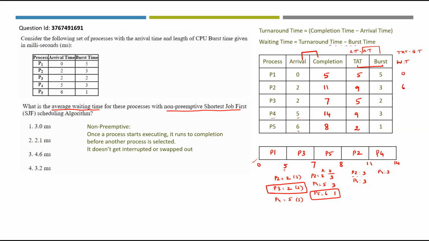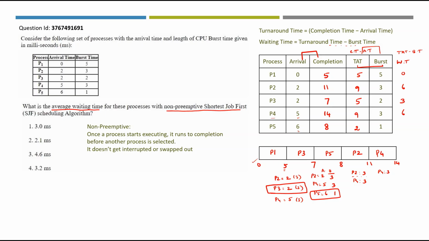Next, what about P3? It is 5 minus 2 which is 3. So P3 is actually arriving at 2nd millisecond and it gets the CPU at 5th millisecond. So 5 minus 2 will give you 3 only. What about P4? 9 minus 3 is 6. P4 arrives at 5 but it gets the CPU only at 11. 11 minus 5 will give you 6.